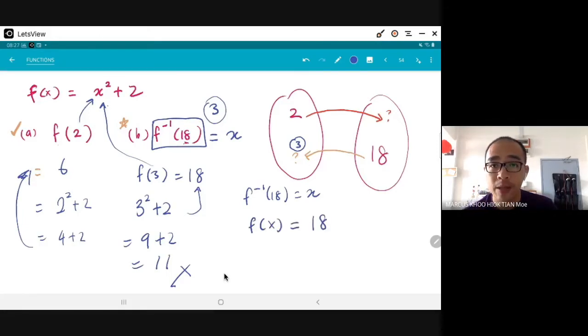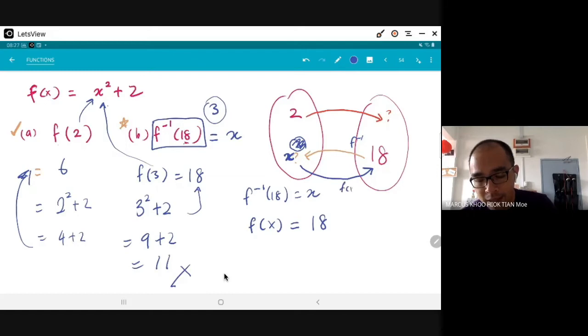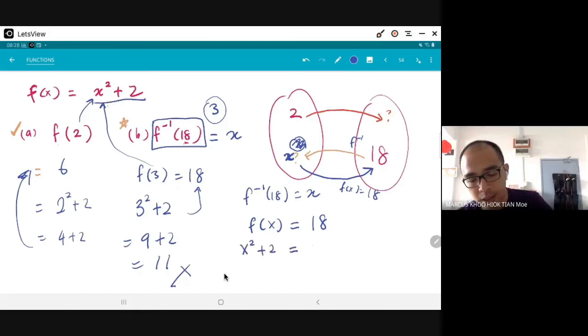Okay, kalau sini adalah X kan? Let's say for example, if the answer is X, saya bagi apa-apa huruf, can be any huruf, tapi saya letak X. So kalau inverse of 18 adalah X, maksudnya kalau saya terbalikkan, Fx equals to 18. Dan saya boleh masukkan this one. I will get X squared plus 2 equals to 18. Therefore X squared equals to 18 minus 2. X squared will give me 16. X will be square root of 16, which will be 4.